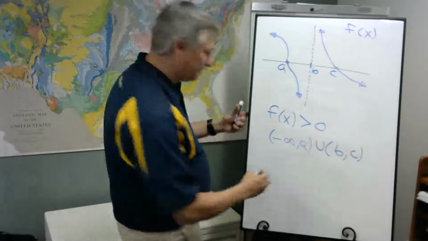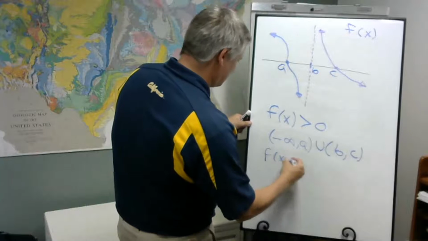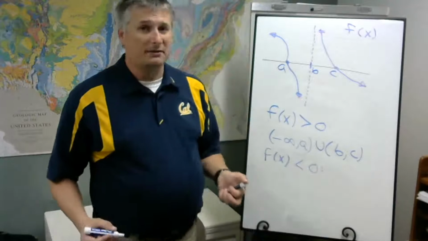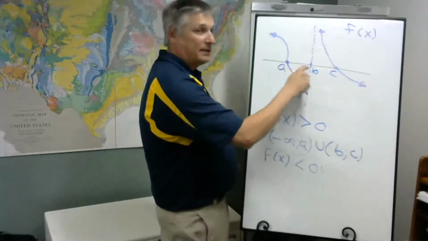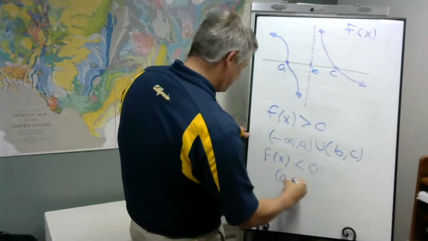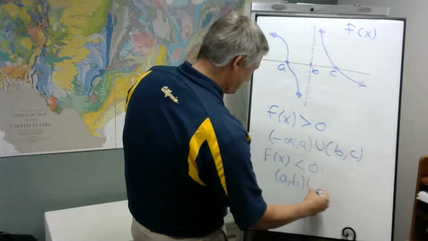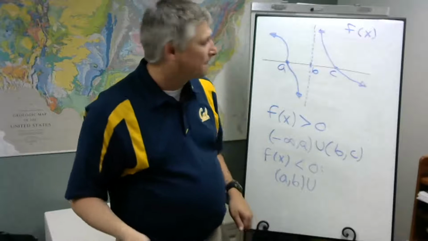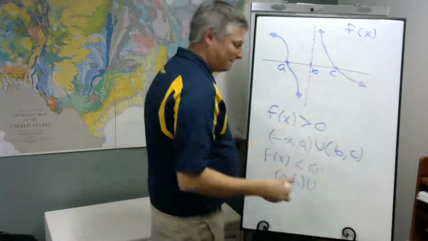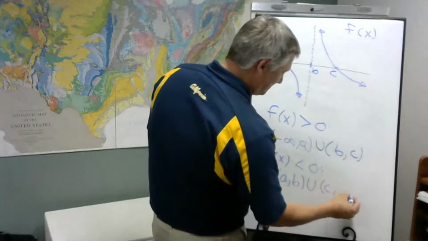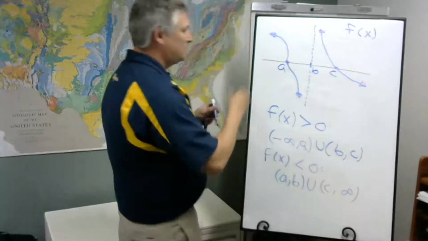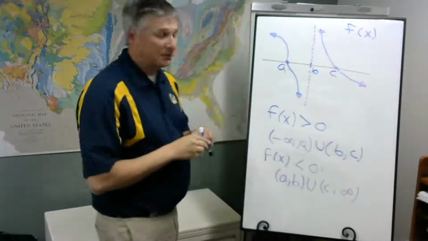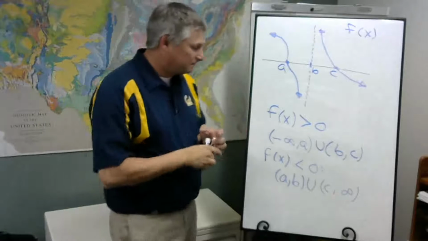Now, if you look for less than 0, this is where f of x is below the x-axis. So from a to b, and also to the right of c. c is where it's equal to 0, so not including c itself. So to the left of a, f of x was greater than 0. To the right of c, it's less than 0. And so there we go.